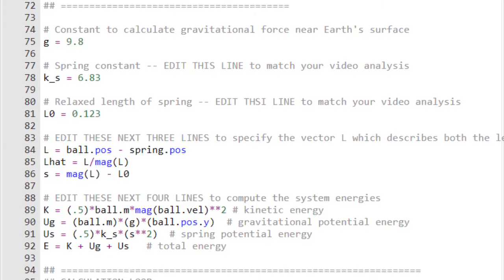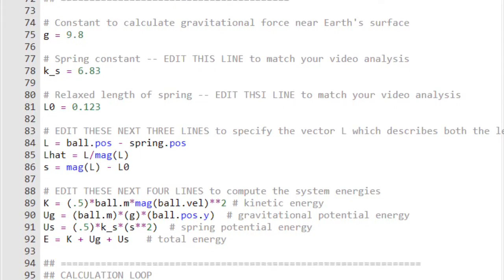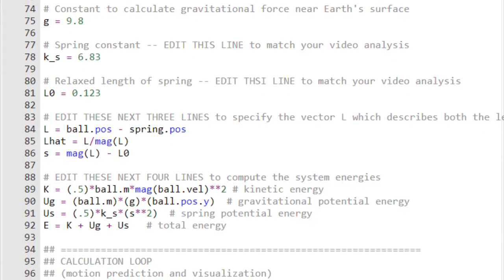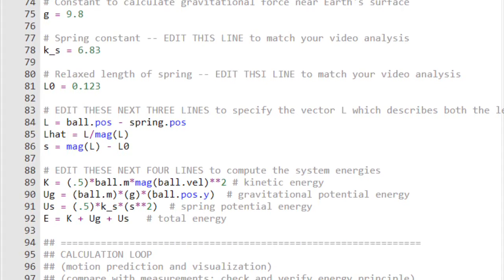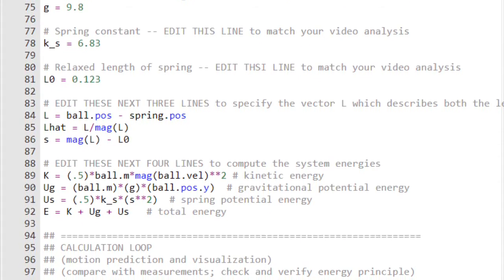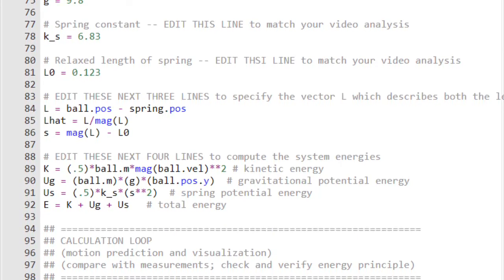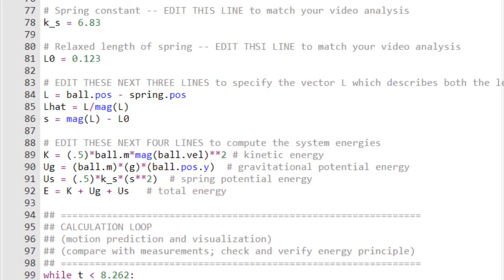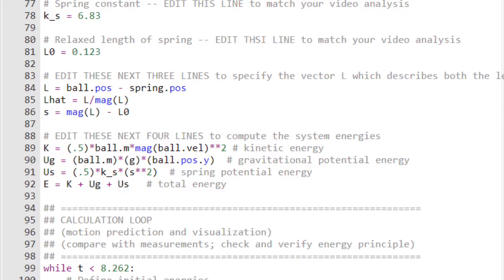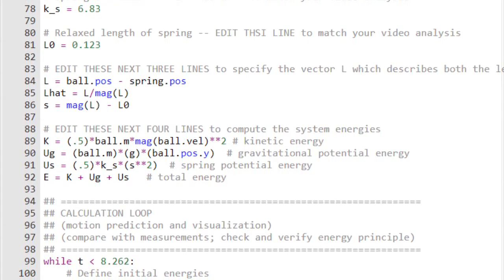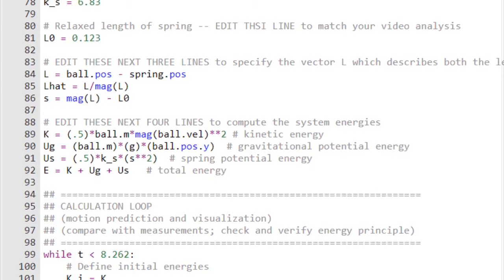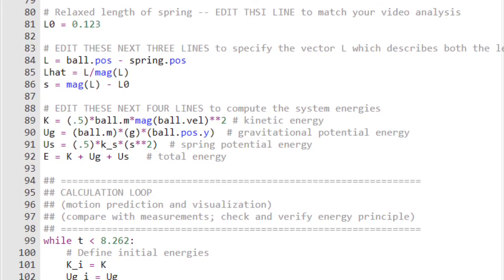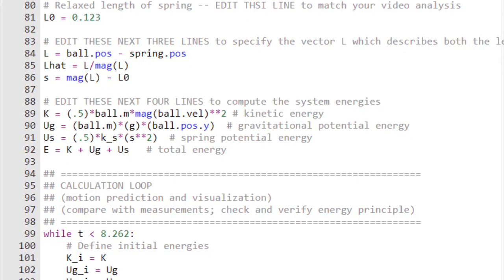And then we do the time, and then the G, which is 9.8. The spring constant, which we had to find, is, for me, 6.83, and the L0 is 0.123, which it was given. And then we have to define the L and L hat. And after that, we have to plug in the formulas for the energy. So I'm not going to spend a whole lot of time, but that's basically just kinetic energy is 1/2 mv squared. Gravitational potential energy is mgh. Spring energy is 1/2 ks times s squared. And then the energy is just all three of those added together.